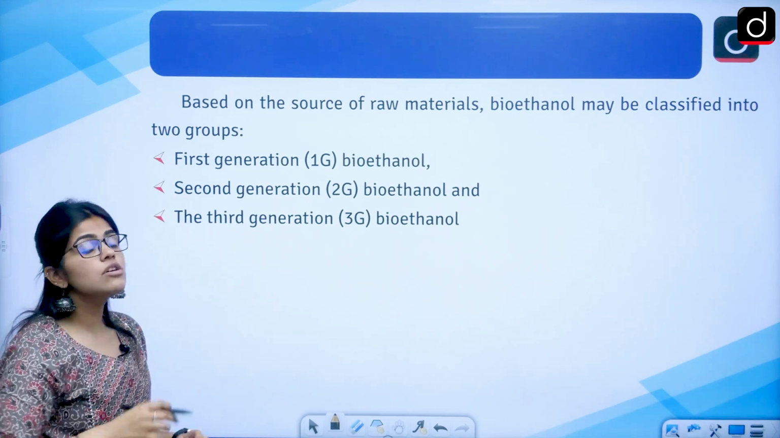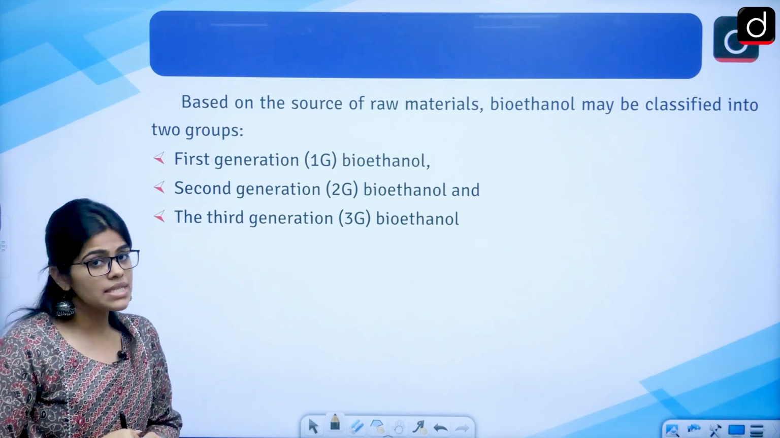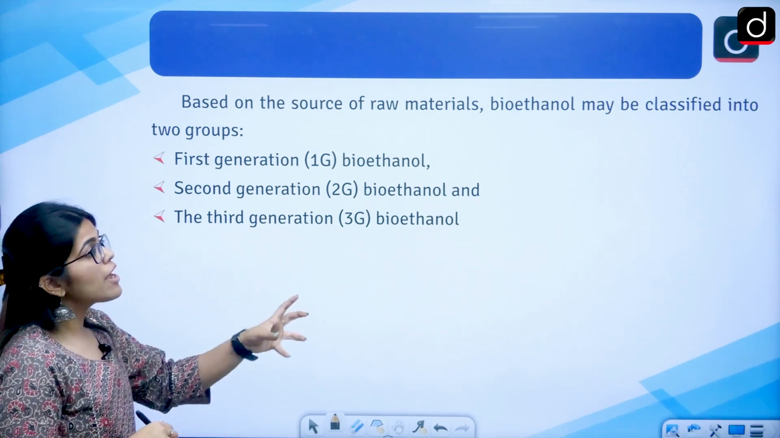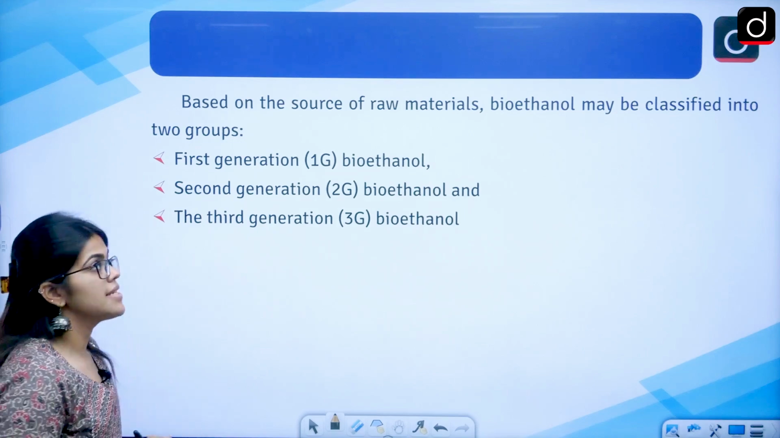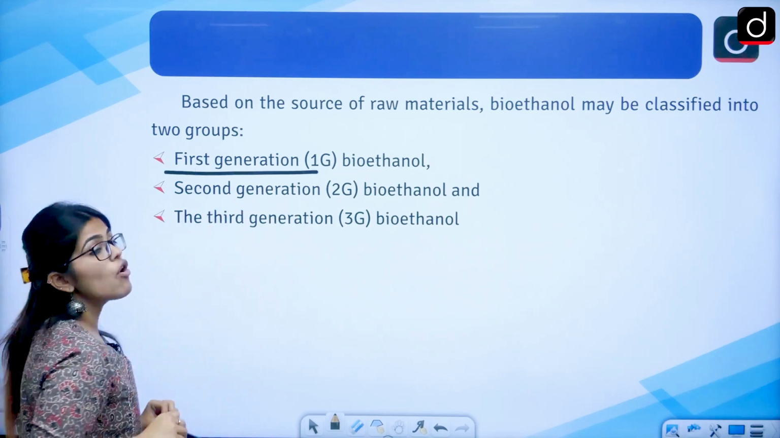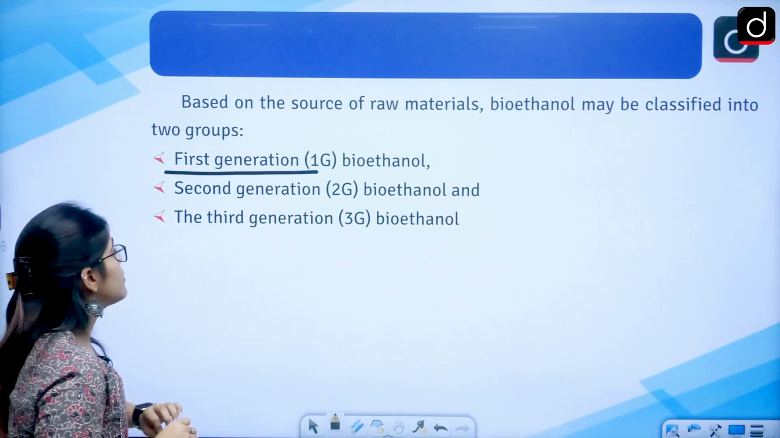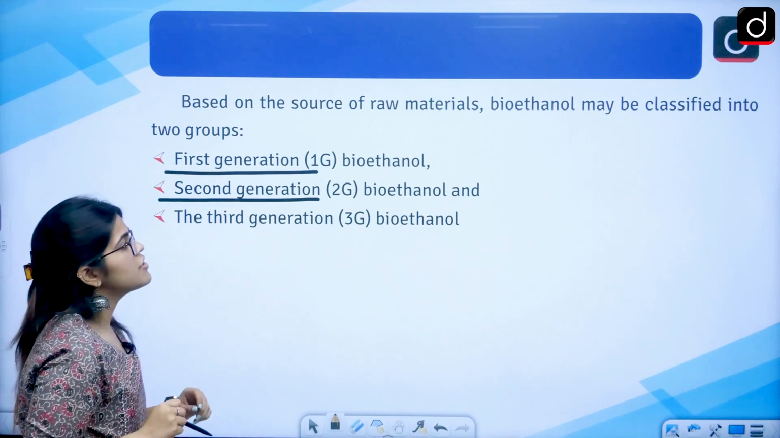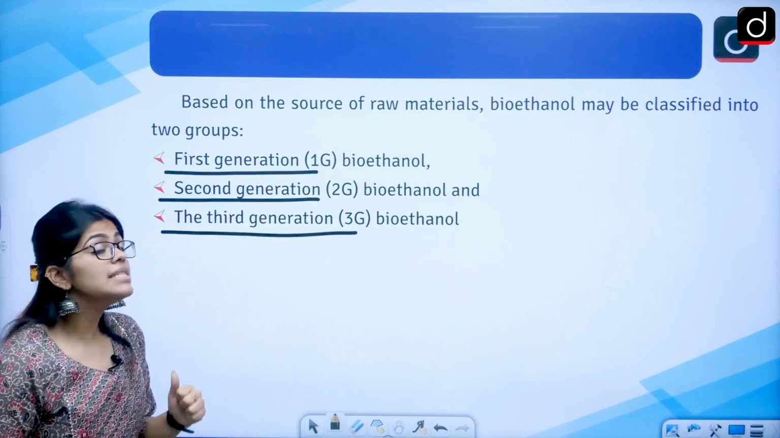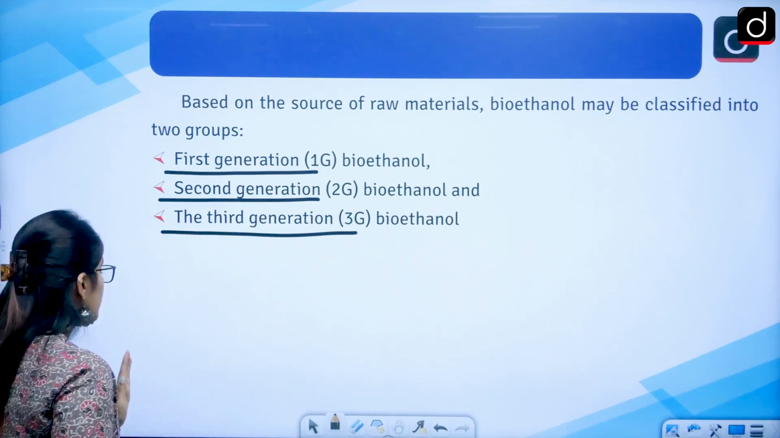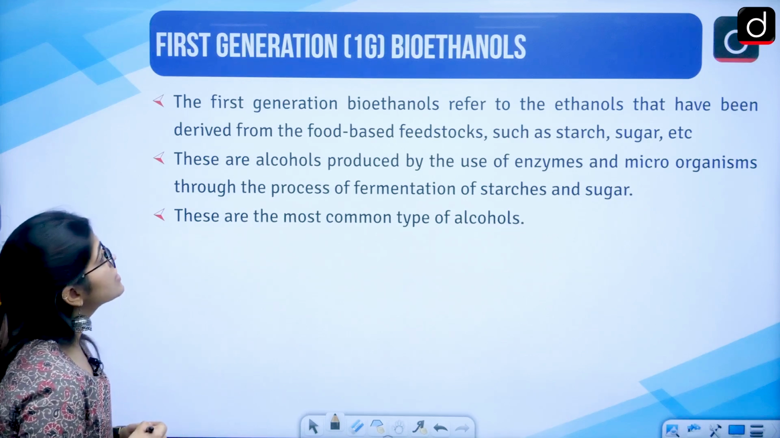Based on the sources of the raw materials that we have been discussing, the ethanol or bioethanol that we are making can be classified into three categories. There is the first generation, called 1G bioethanol. Then there is the second generation, 2G bioethanol. Then there is the third generation, 3G bioethanol. Let us see how these ethanols are made.